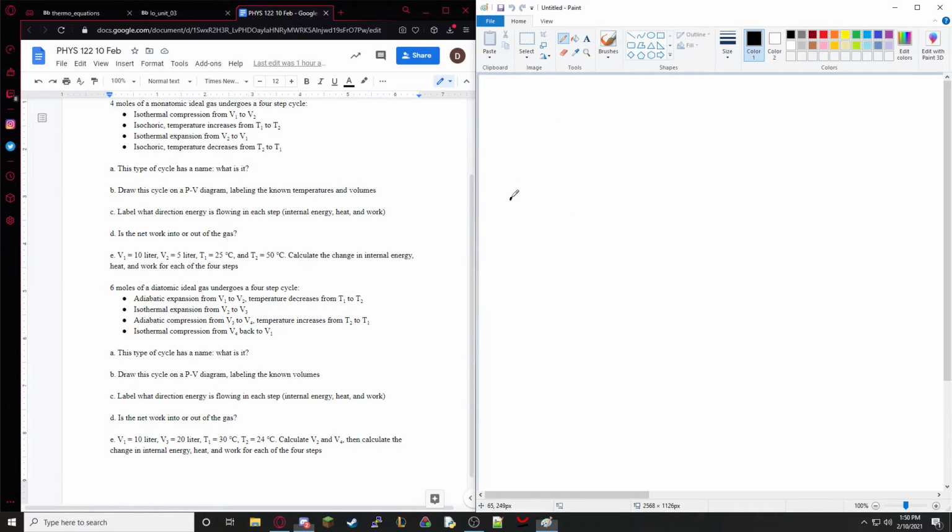And if we want to draw it on a PV diagram, what would it look like? So first of all, what does an isothermal step look like? It's our 1 over x thing, right? So isothermal steps are going to look something like this.